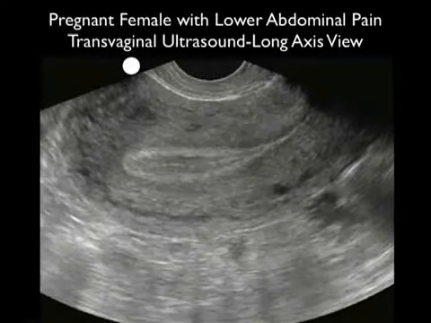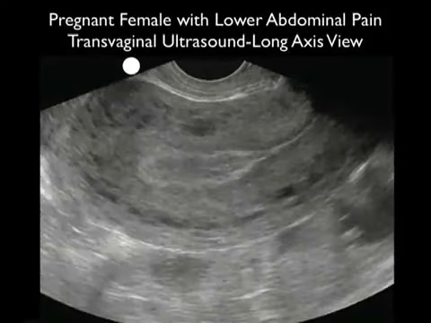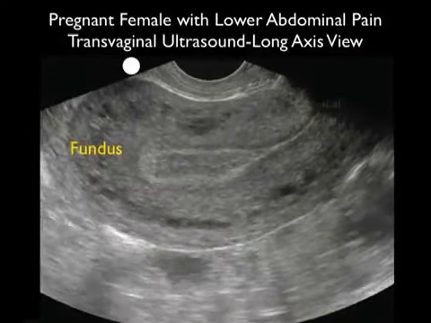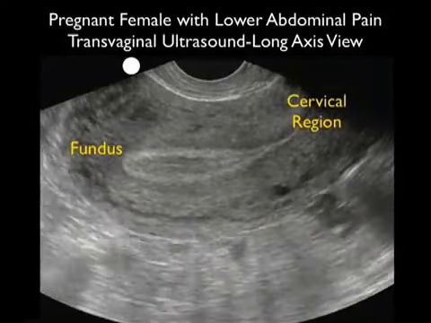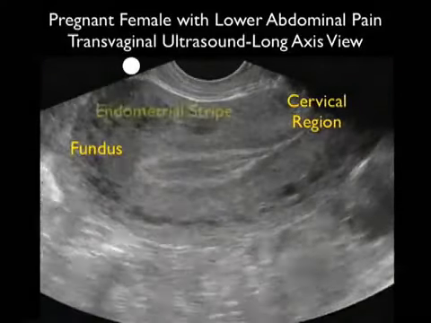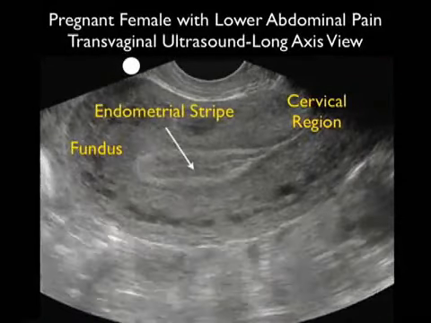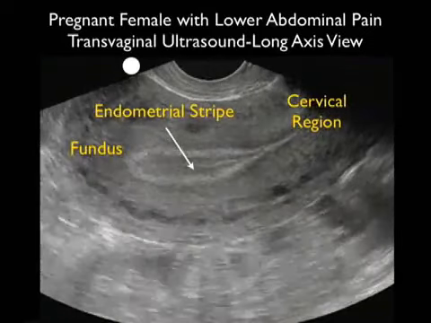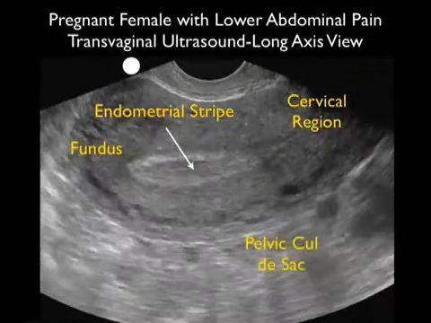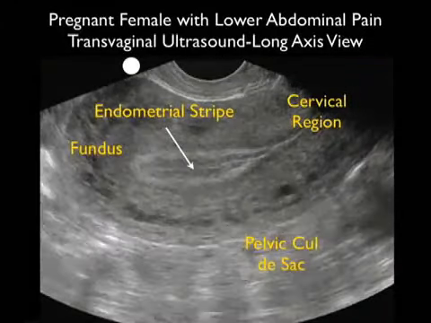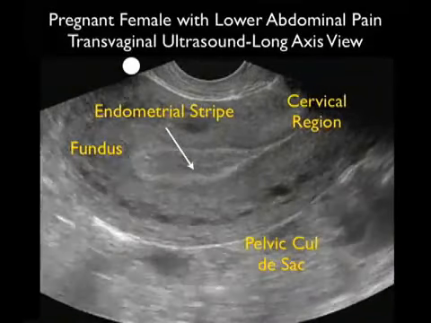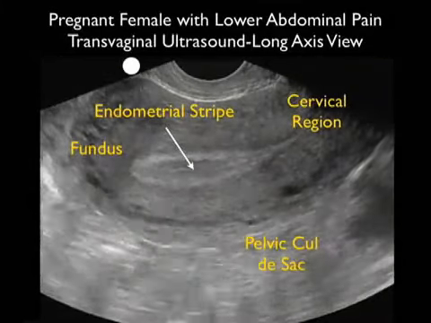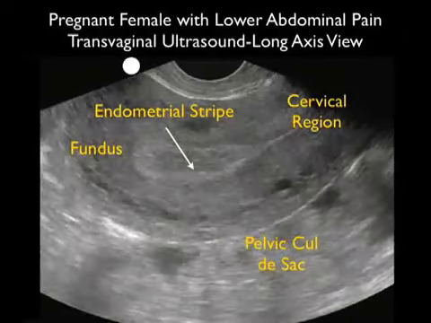Now let's review a transvaginal long-axis scan from a woman who presented with a positive pregnancy test who had lower abdominal pain and vaginal bleeding. Notice the fundus as shown here to the left, the cervix to the right. We see here the presence of a thickened white endometrial stripe in the midline of the uterus. Notice the pelvic cul-de-sac, that potential space posterior to the uterus. Notice here the absence of an intrauterine pregnancy.